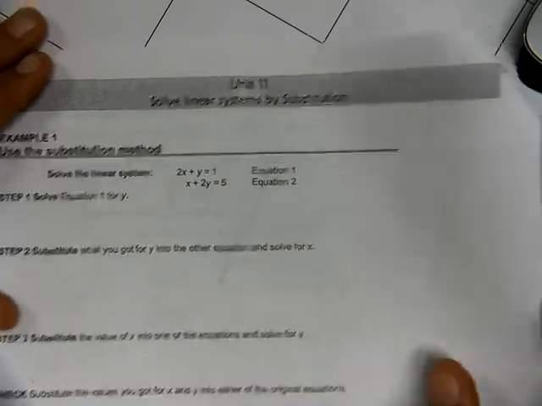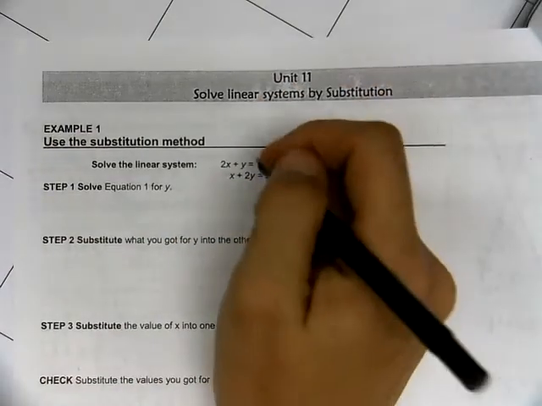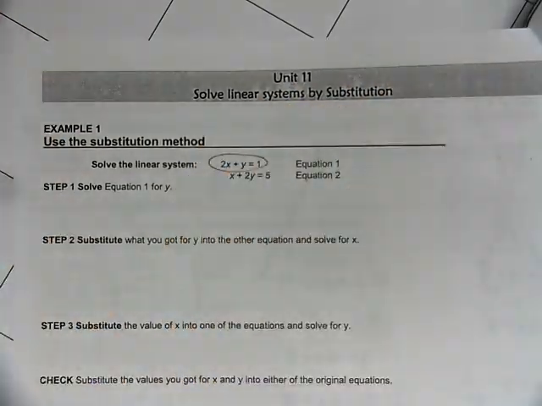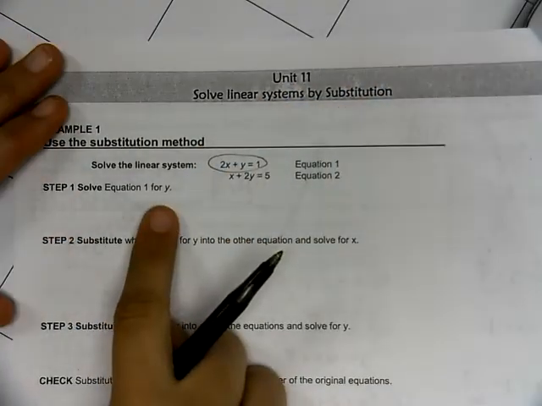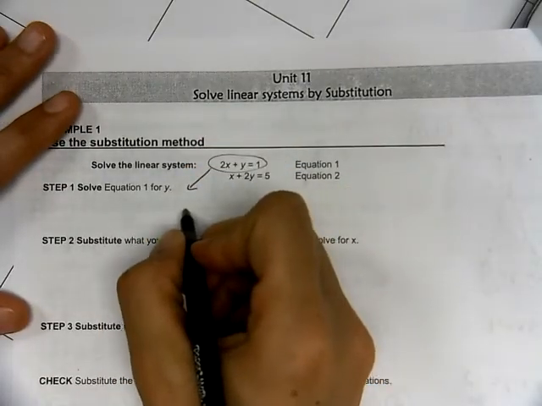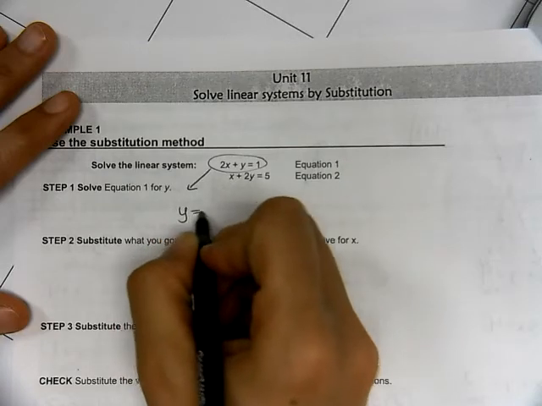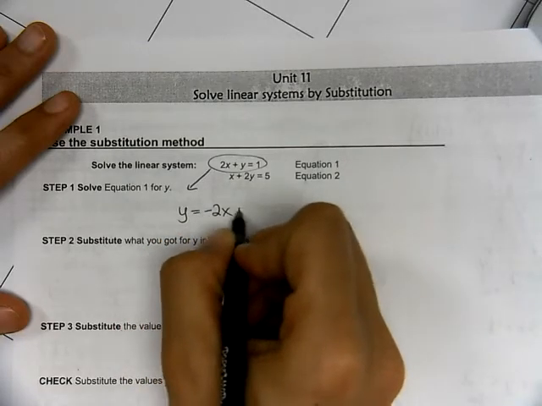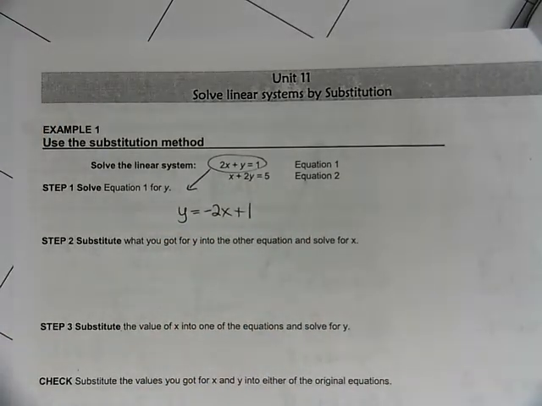So in this first example, our first step, we're going to take equation 1, and we're going to solve equation 1 for y, like we did yesterday. So I'm going to make this y equals negative 2x plus 1. So I moved the x. Yesterday we wanted both things to be y equals. Today we only want one equation to either be an x equals or a y equals.